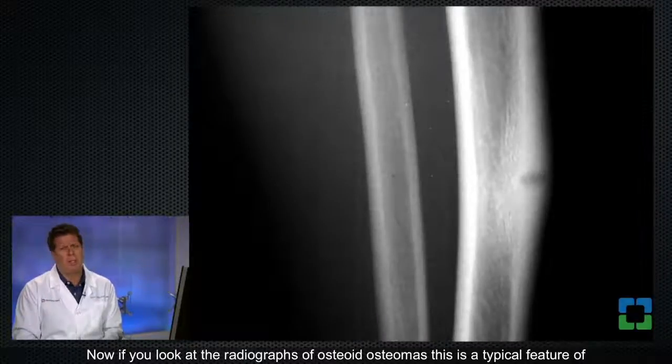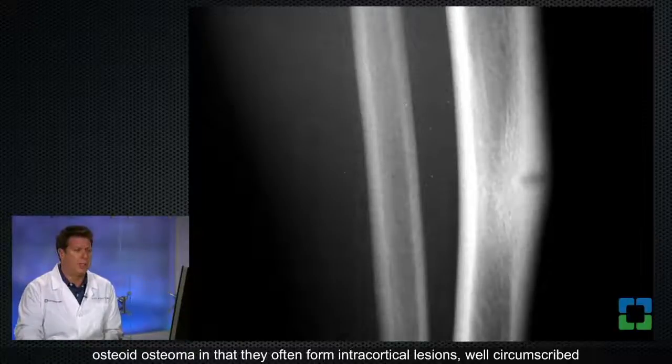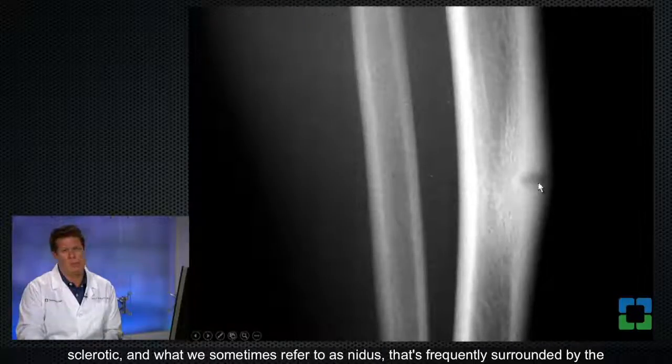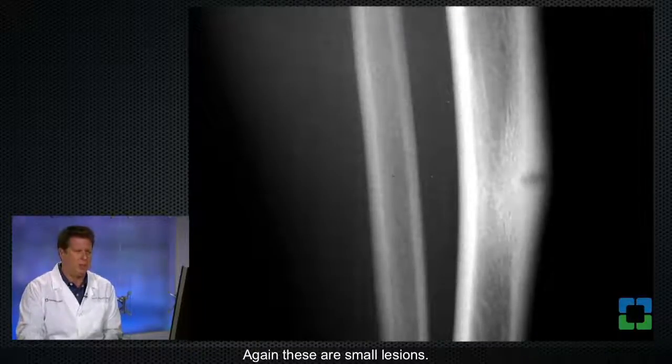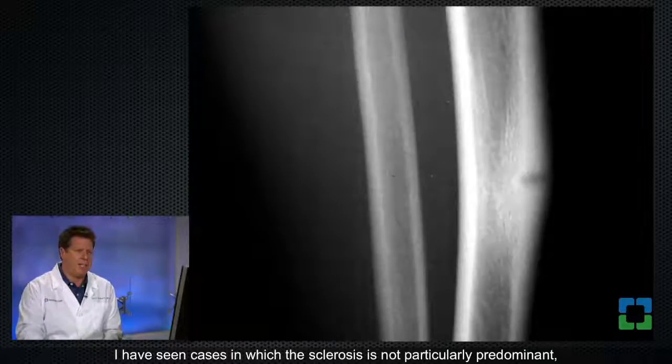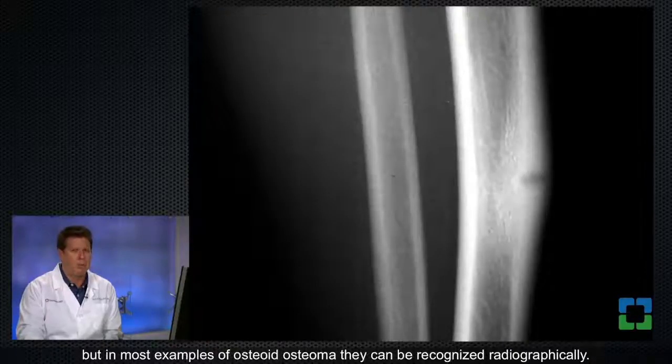Now, if you look at the radiographs of osteoid osteoma, a typical feature is that they often form intracortical lesions, well-circumscribed sclerotic, what we sometimes refer to as nidus, that's frequently surrounded by dense sclerotic bone. Very benign type of appearance. Again, these are small lesions. I have seen cases in which the sclerosis is not particularly predominant, but in most examples of osteoid osteoma, they can be recognized radiographically.